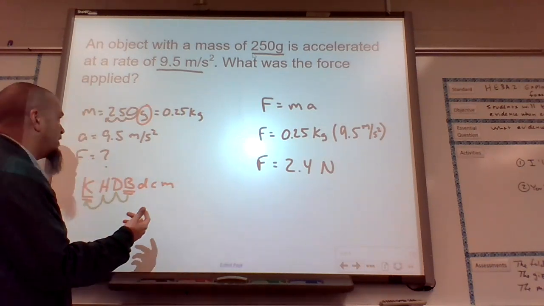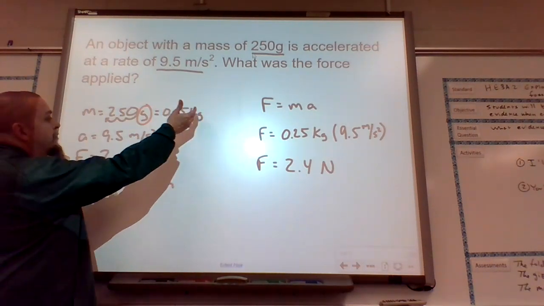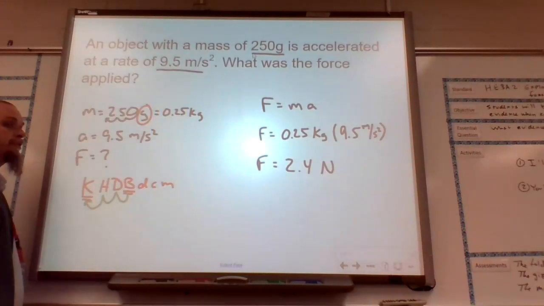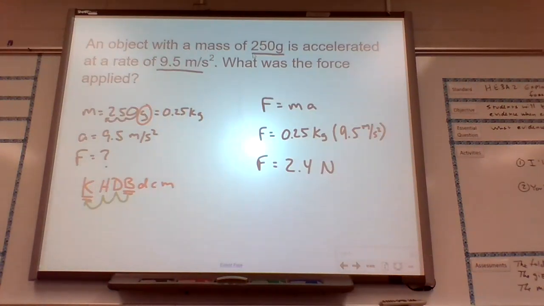Again, the other way you know that is because these are what they're supposed to be. The mass is in kilograms, the acceleration is in meters per second squared. So you know your force is going to end up being in newtons.